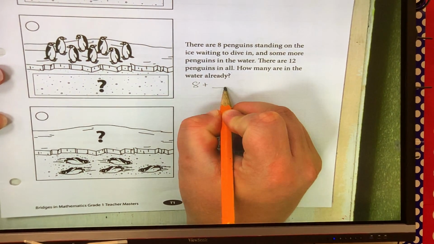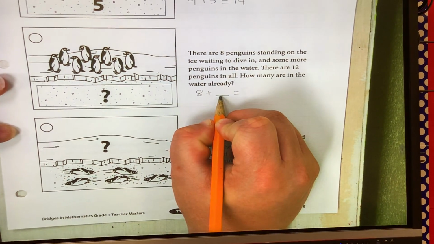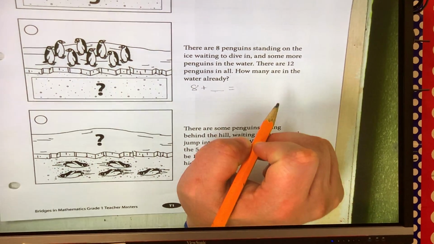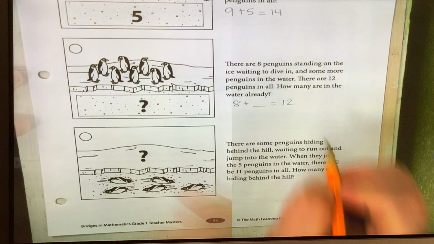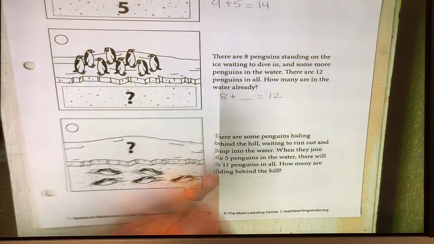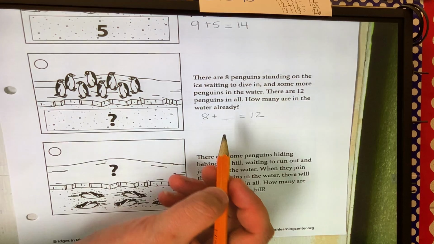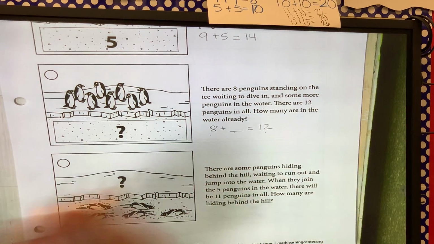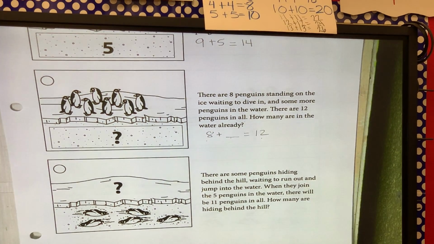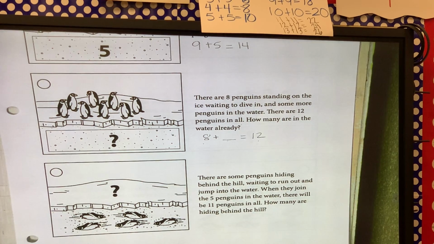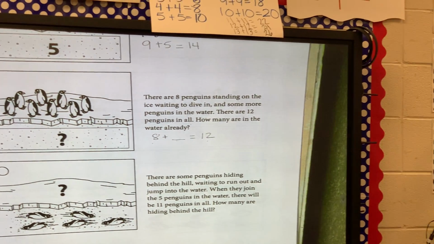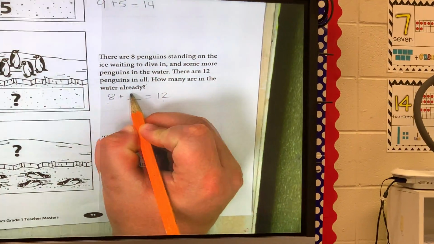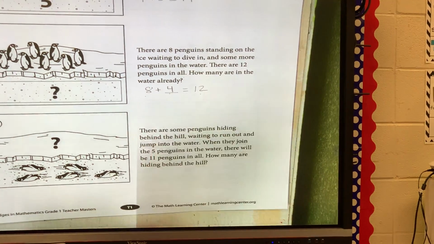So we are adding to a number that we don't know, the missing number. But it told us that there were 12 penguins in all. So what number should we put in our head? 8. 8 is our number, and we have to figure out how many is missing to get to 12. So let's put 8 in our brain. Now let's count on to 12: 8, 9, 10, 11, 12. How many is missing? 4. So 8 plus 4 equals 12.